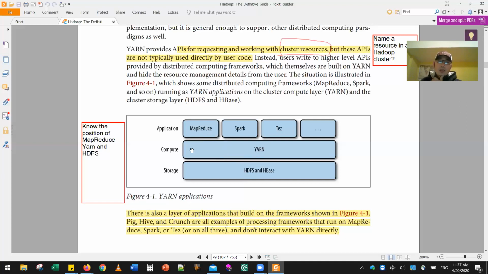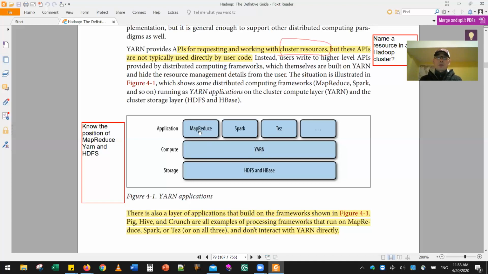As you see, in the title of the 3 layers, YARN is called the compute layer, or computation layer. YARN is in charge of managing the CPU time, the memory, all these resources. How do we distribute the computation power among multiple applications?